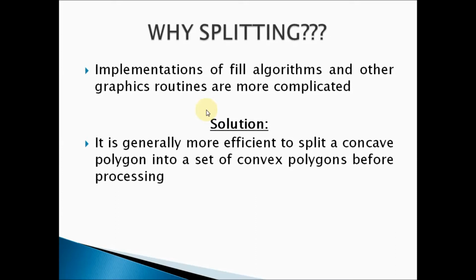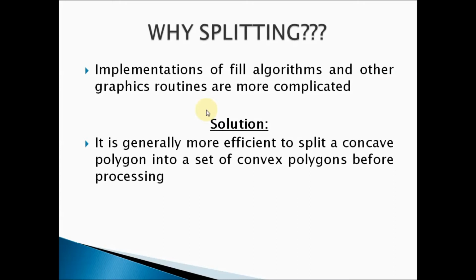If you try to fill a polygon, especially a concave polygon, definitely it is a difficult thing, because the implementation of the filling algorithms will be difficult for a concave polygon, and the processing will take more time. That's why we generally split a concave polygon into a set of convex polygons before processing. If you split the concave polygon into convex polygons, definitely your processing will be improved. So that's why we need a splitting process.